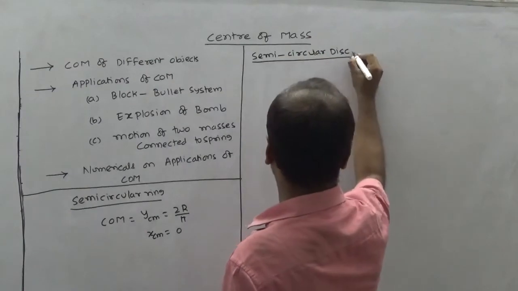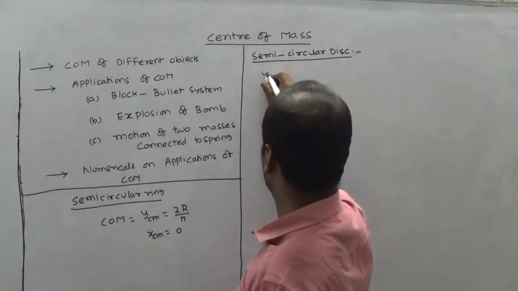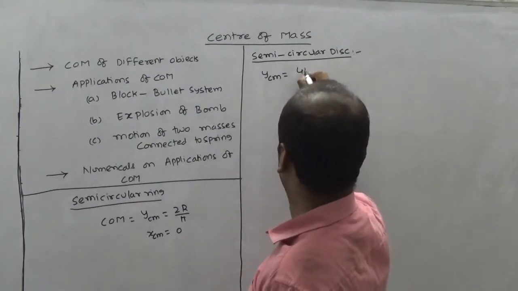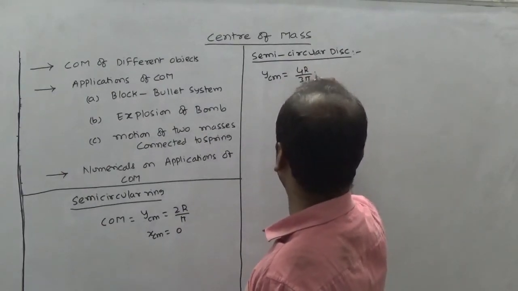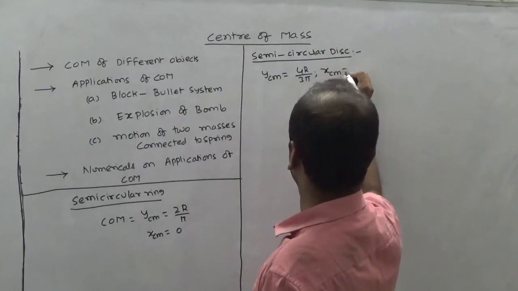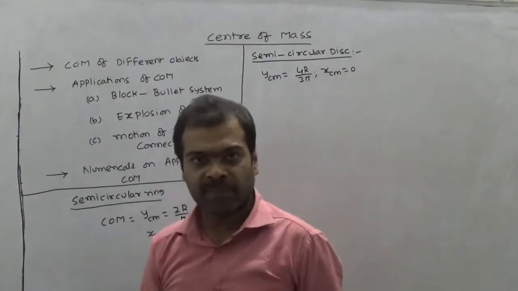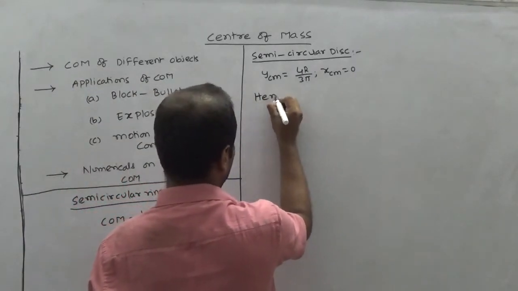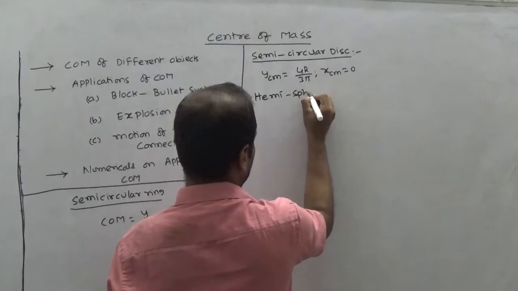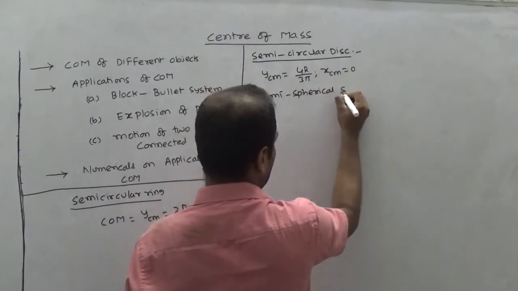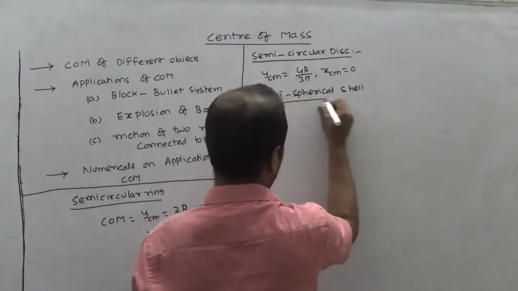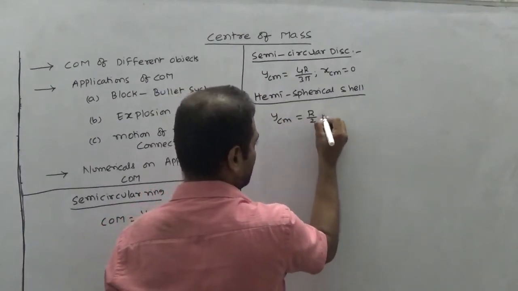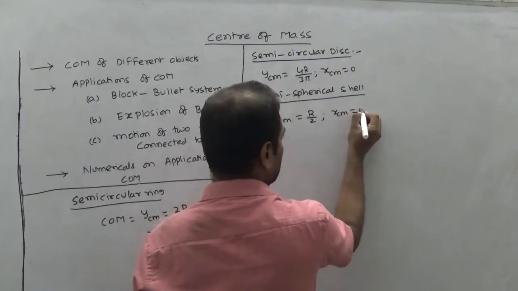For this semicircular disc we are having the center of mass YCM equal to 4r by 3 pi, and here also XCM will be 0. For hemispherical shell, the center of mass is YCM equal to r by 2 and XCM equal to 0.